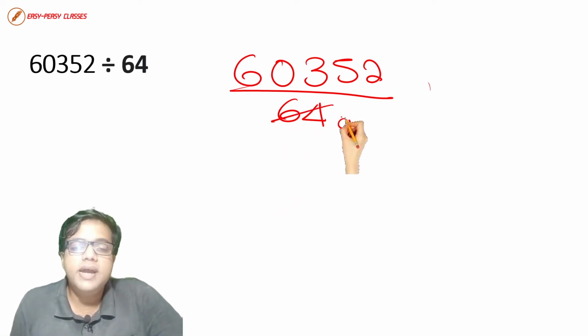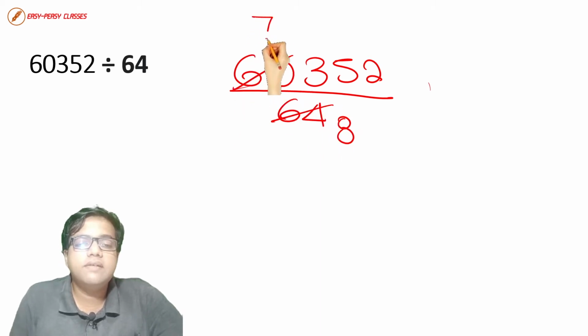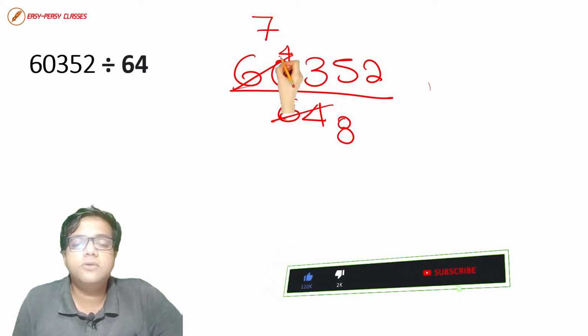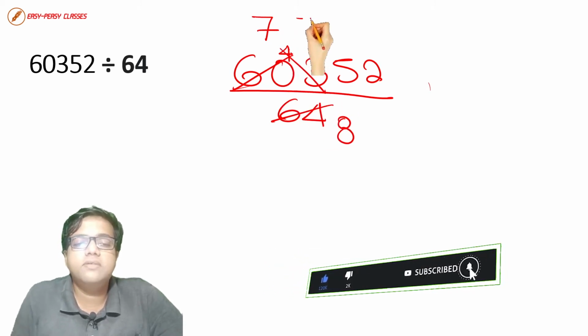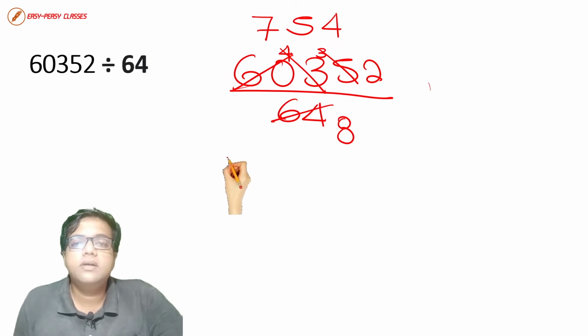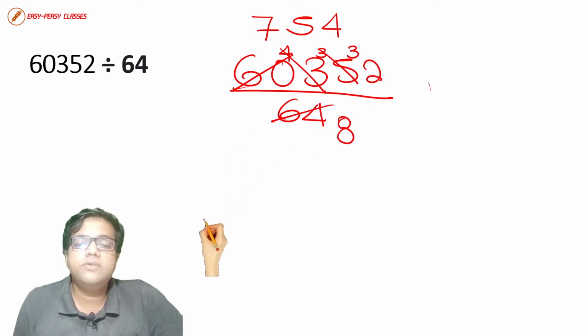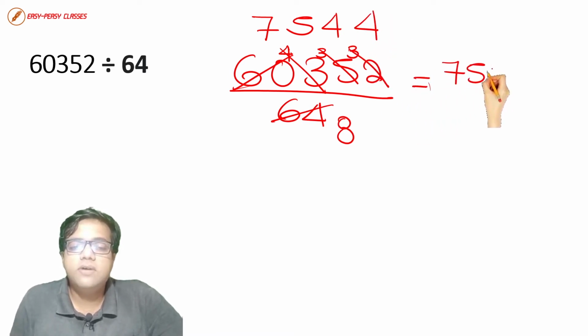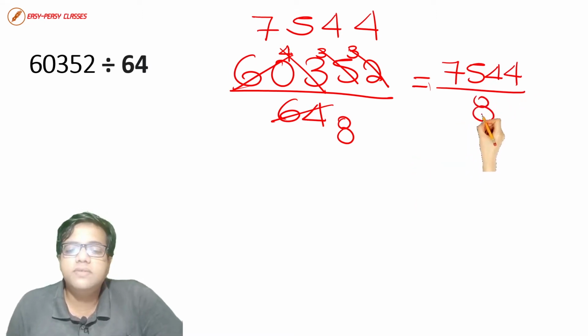8 8s are 64, 8 7s are 56, 60 minus 56 will leave you with remainder 4. 4 and 3 is 43, 8 5s are 40, so 43 minus 40 will leave you with 3 as the remainder. 3 with 5, again 8 4s are 32, remainder 3. 3 and 2, again 32, 8 4s are 32, so you are left with 7544 by 8. Now it is very easy, you can divide it very easily now, right?